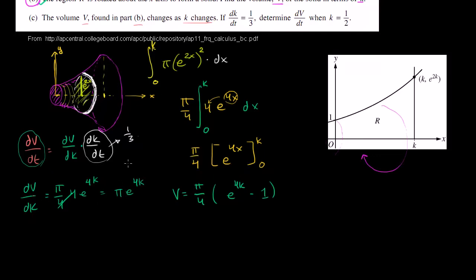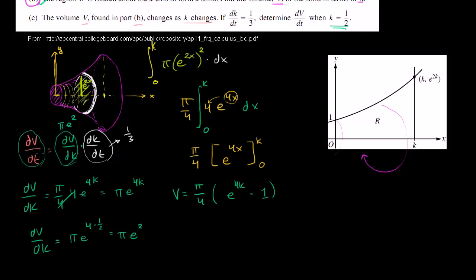We want to find it when k is equal to 1/2, so we could write V prime at 1/2, or when k is equal to 1/2, dV/dk. dV/dk is going to be equal to pi times e to the 4 times 1/2, which is equal to pi e squared. So this part right over here is pi e squared.